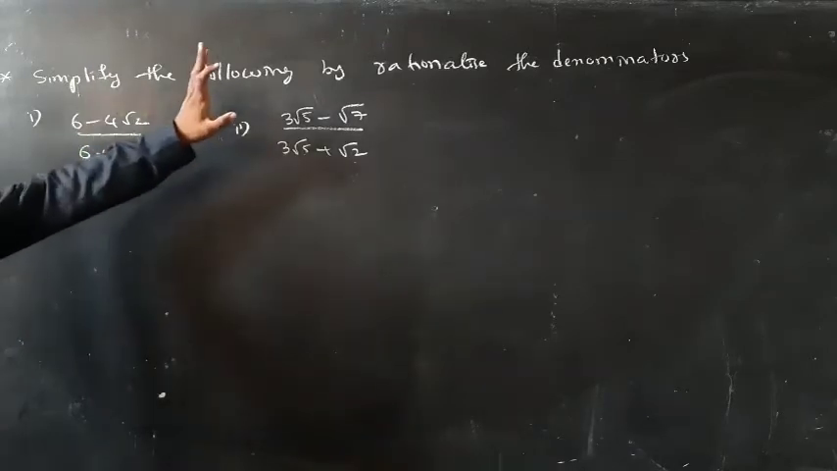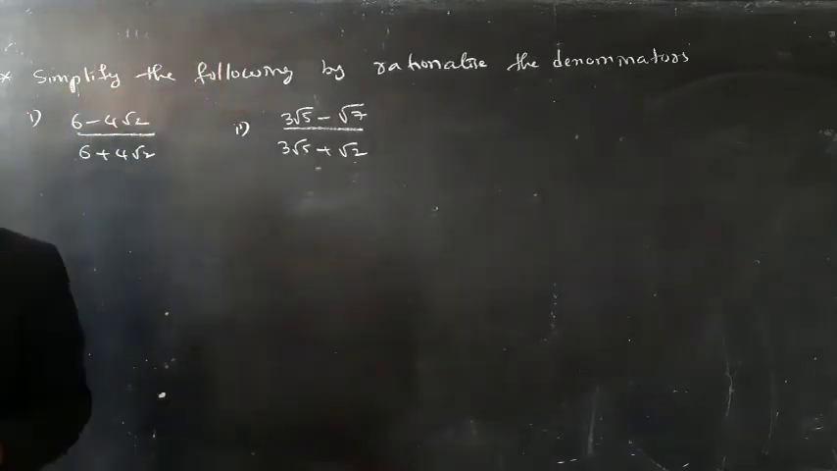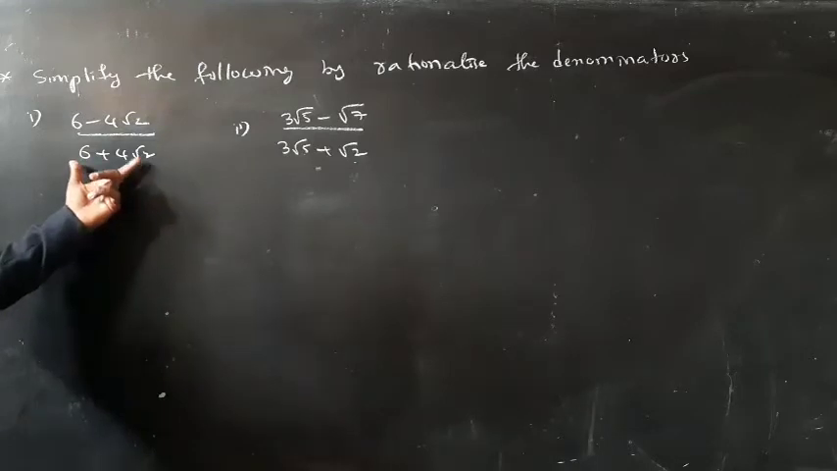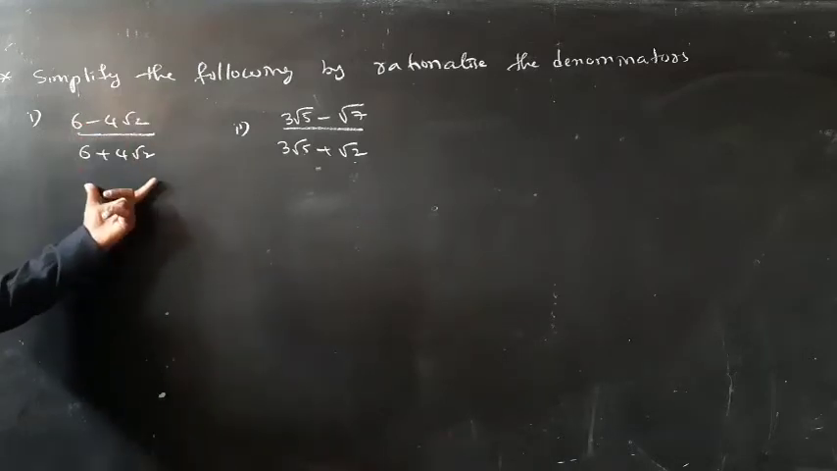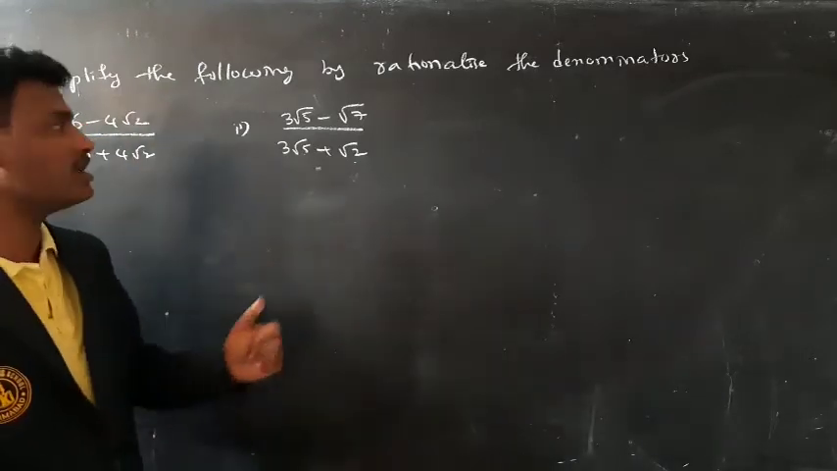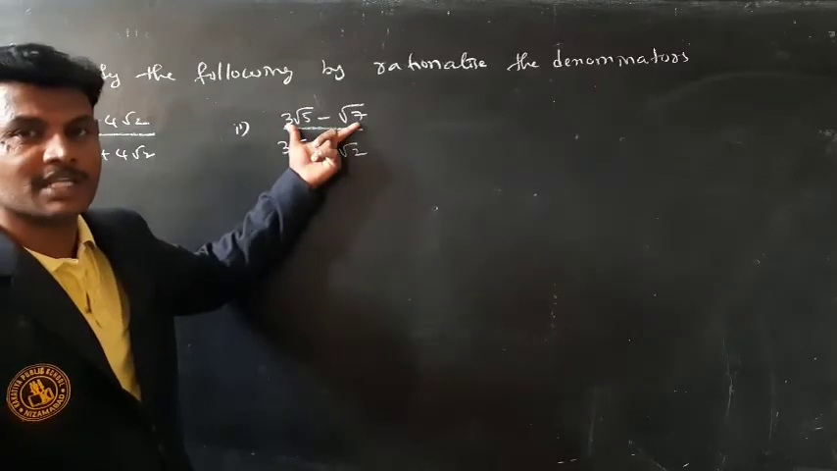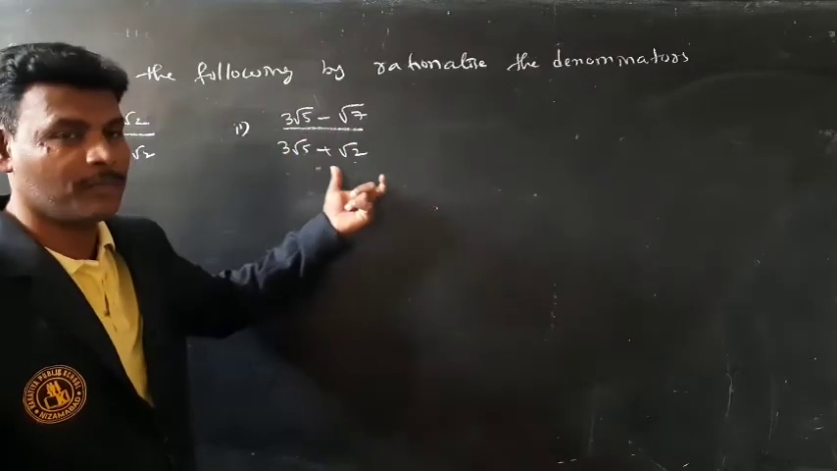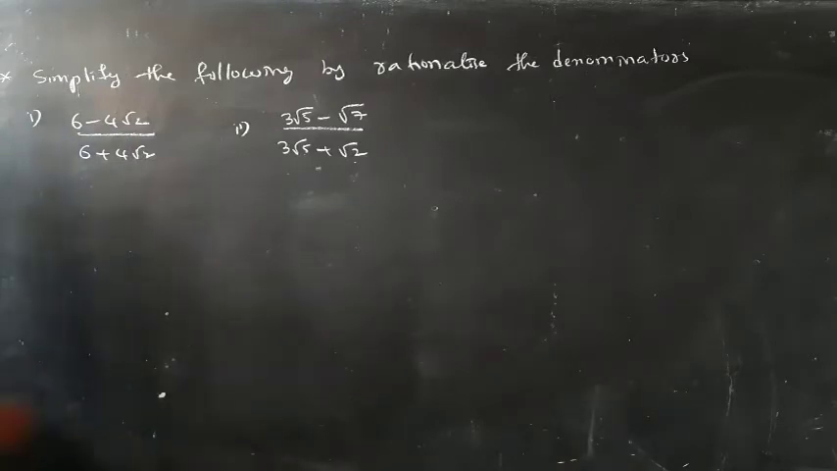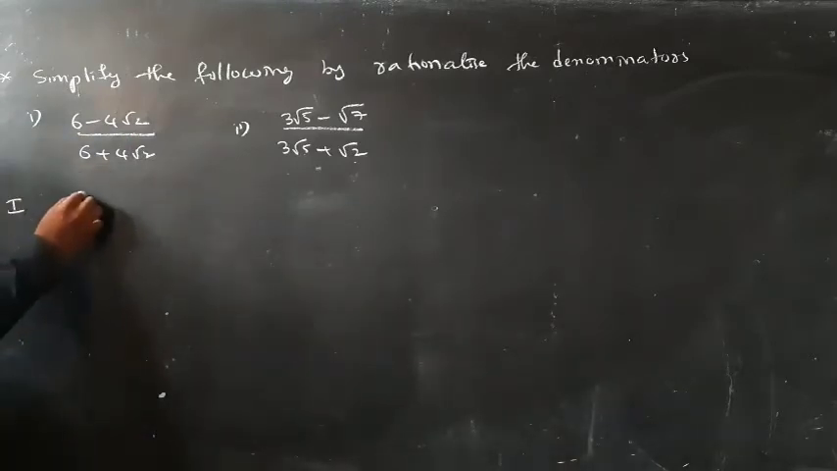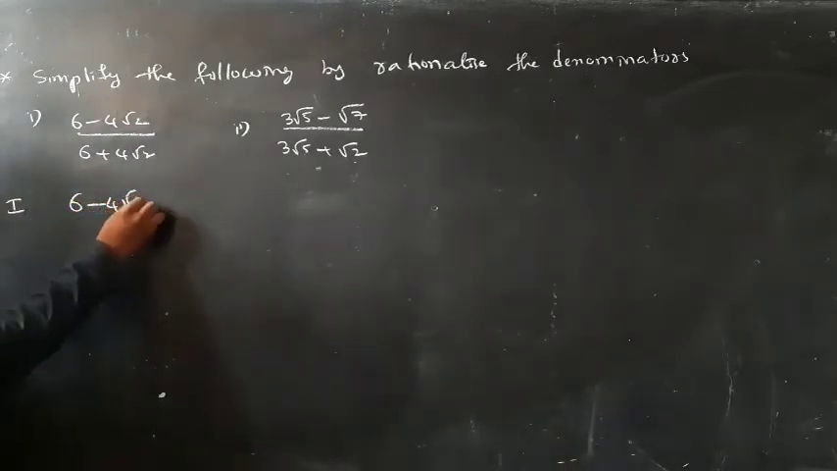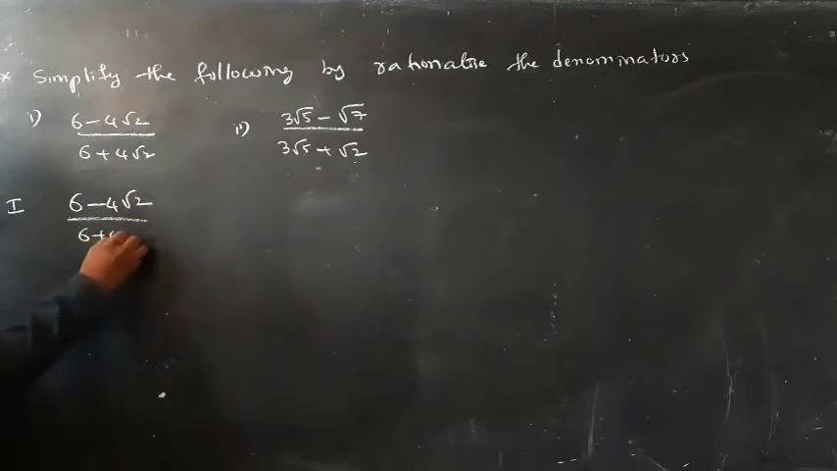Simplify the following by rationalizing the denominators. Here what is the first question? (6 minus 4 root 2) by (6 plus 4 root 2). And the second question, (3 root 2 minus root 7) by (3 root 5 plus root 2). Here I am taking the first question. What is the first question? (6 minus 4 root 2) by (6 plus 4 root 2).